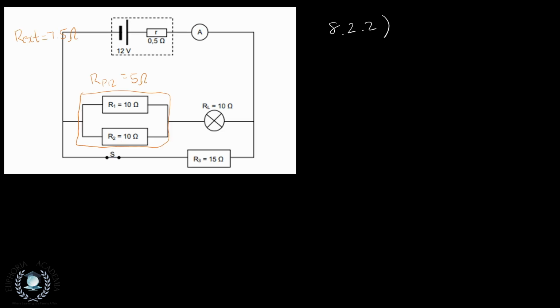So I just renamed everything. The total external resistance is 7.5 ohms, as we obtained in the previous question. And our RP12, which is the resistance across this parallel circuit, is 5 ohms. So that's just what I changed. Now question 8.2.2 is asking us to find the reading on the ammeter.